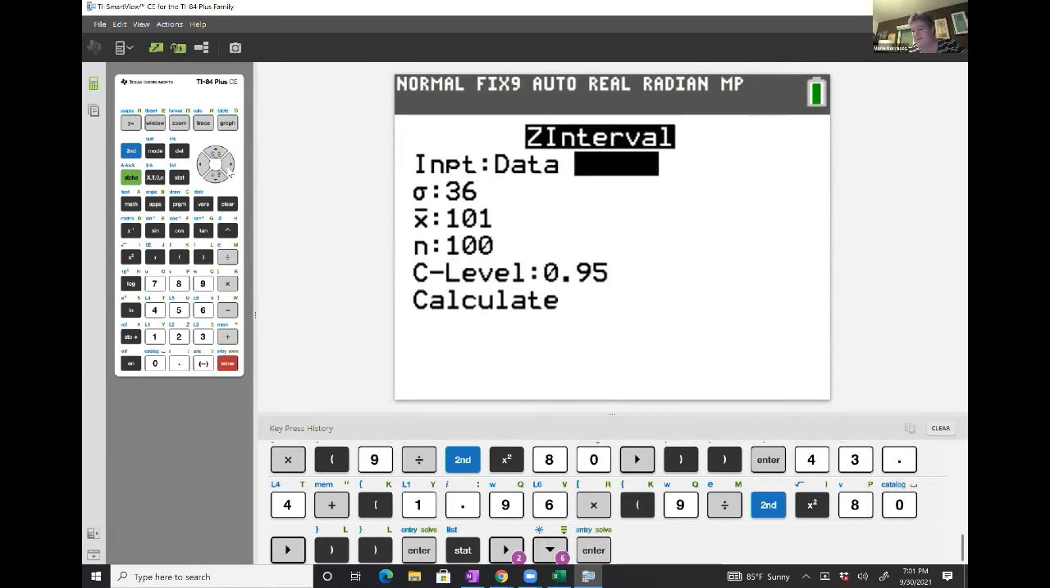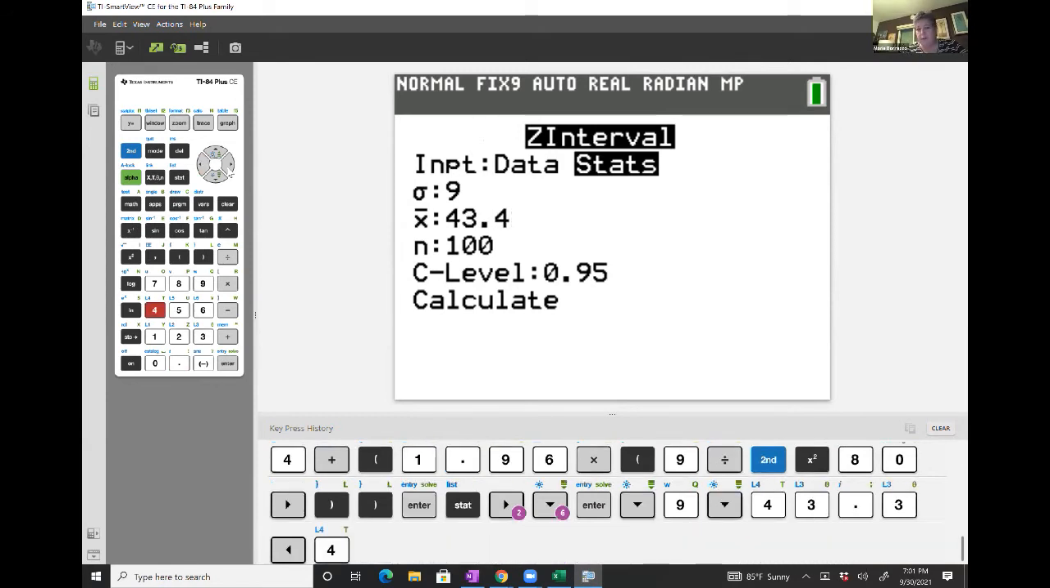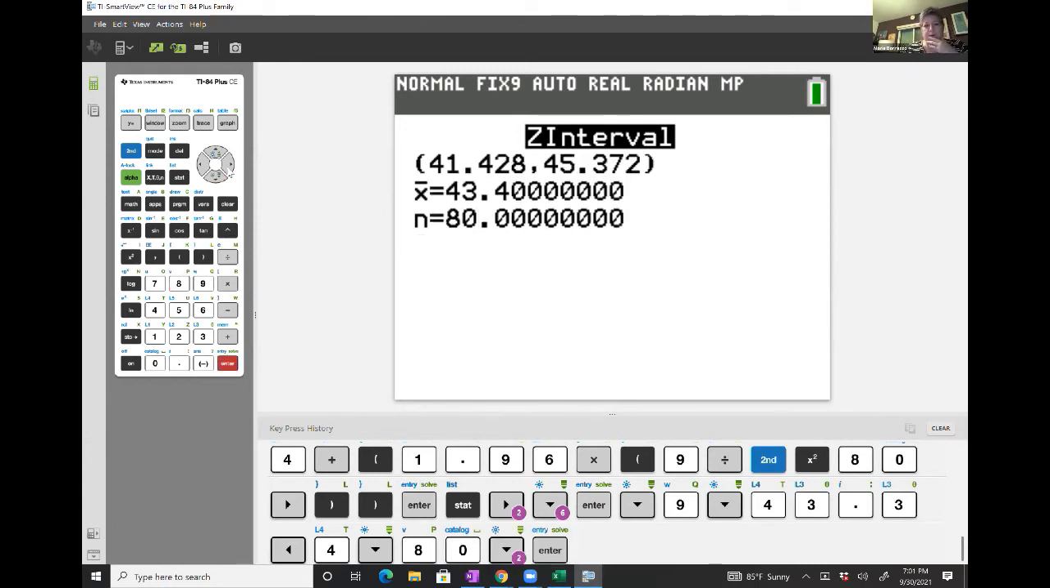Now I'm going to go fancy pants on you here. Sample size of 80, 95%. Look at that. It's the same answer we just got. Just round the decimal. Yep, the difference.